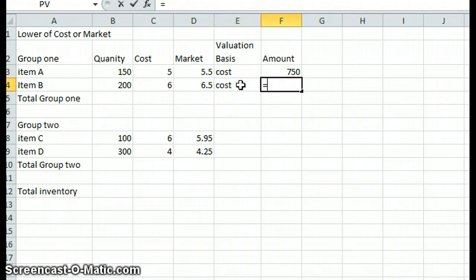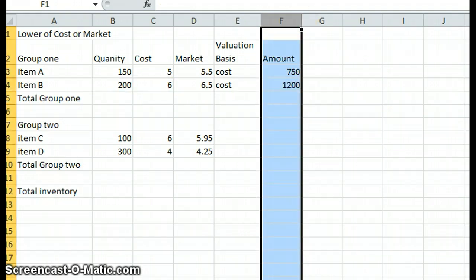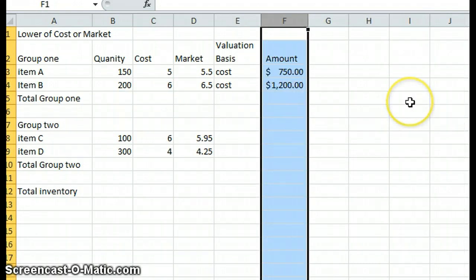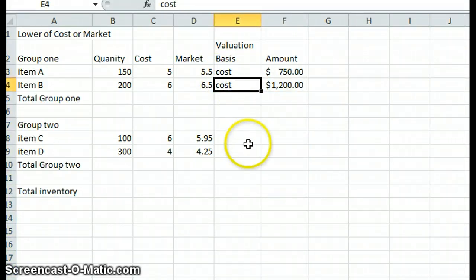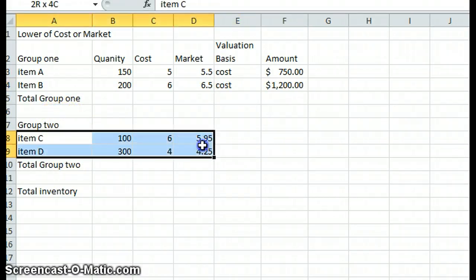And I'll multiply over here my 200 units times cost of $6 since it's lower, and these would be valued here. These amounts are the dollar value, and since we're doing it individually, item A is cost and item B is cost. If I come down here to item C, which is in group 2, I look at item C.